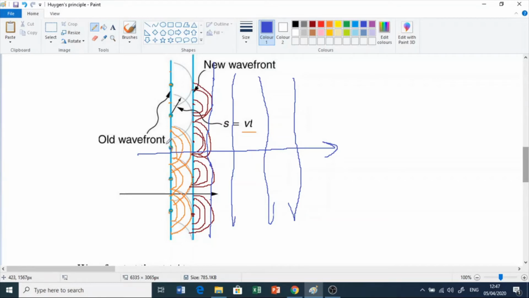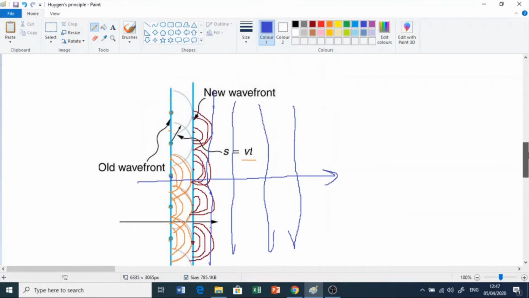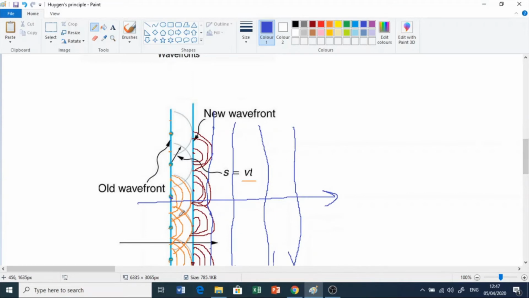Let me repeat. It says that every point on a wavefront acts like a new source of light, and they are producing new waves, and then sometime later we draw a straight line which is tangent to all of these new waves, and then a new wavefront is produced. Okay, this was for plane waves.